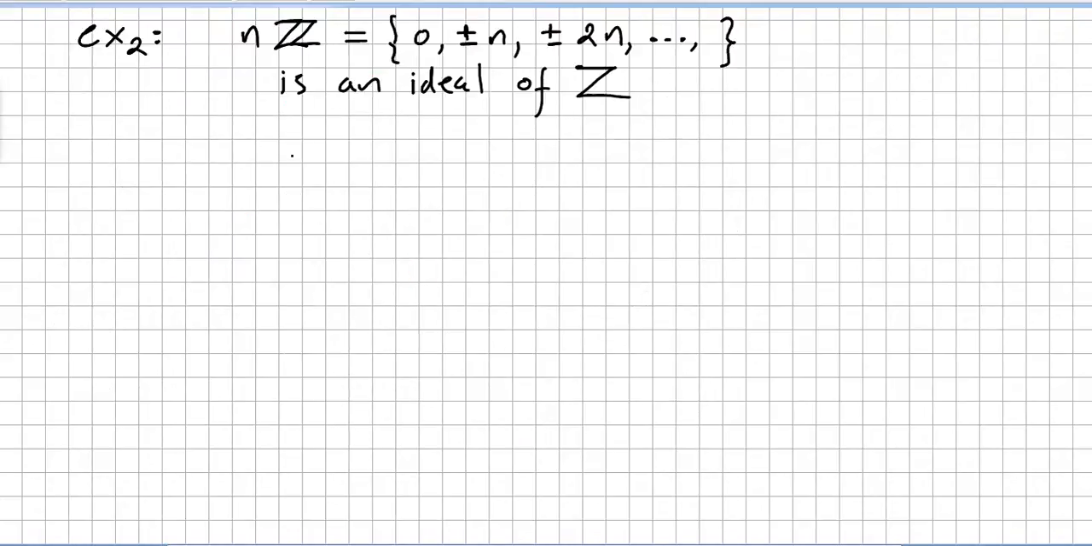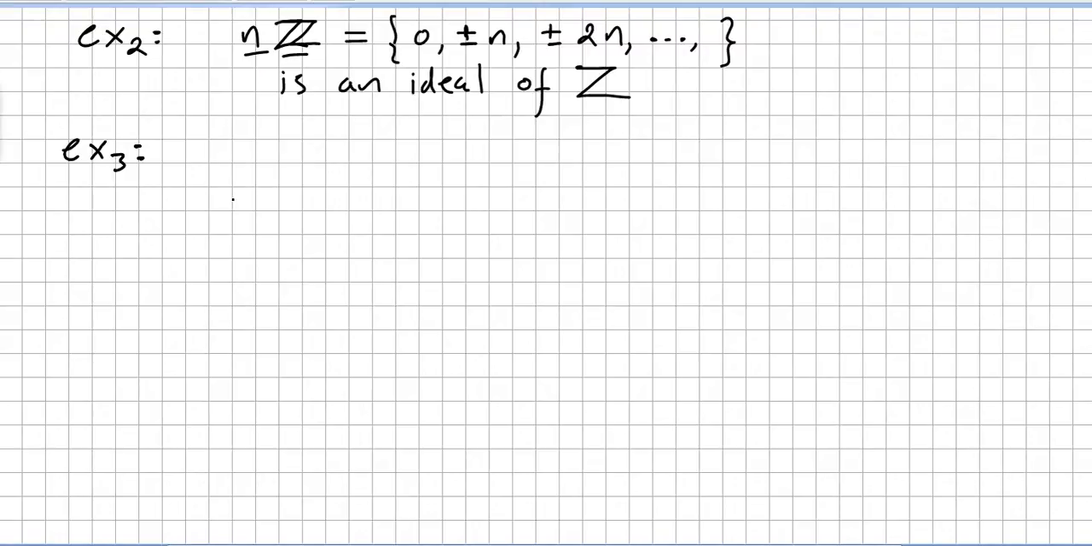Another example is n times the integers, nZ, the set of 0, plus and minus n, plus and minus 2n, and so on. It is an ideal of the integers. So, for instance, the even integers is clearly an ideal of the integers.